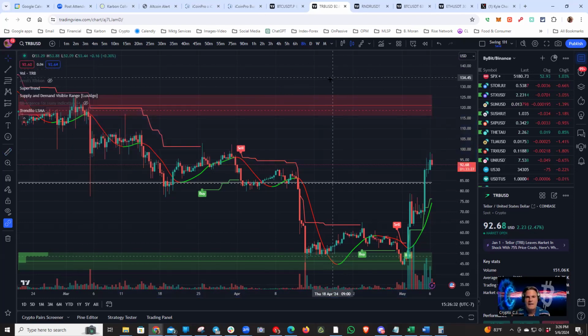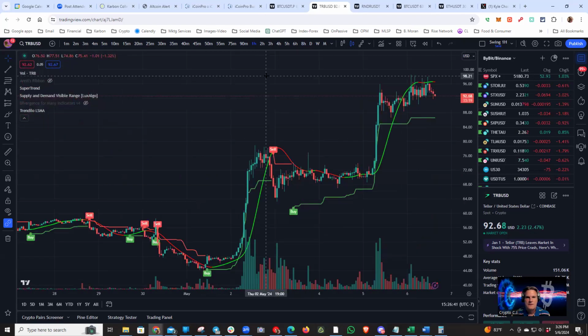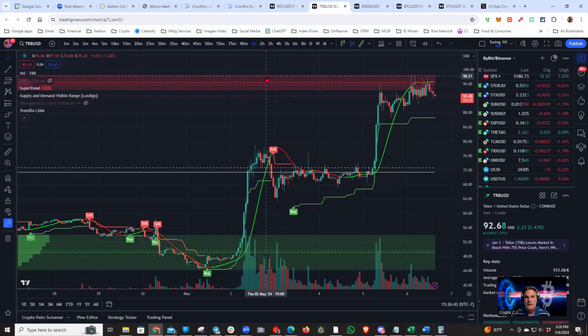That's longer than I like to be in any trade, pretty much, except my hodls. So I don't know. This one might be played out already. I'm not liking it that much, but it's got room to move based on long-term prior price action. Okay. Any questions on Teller?